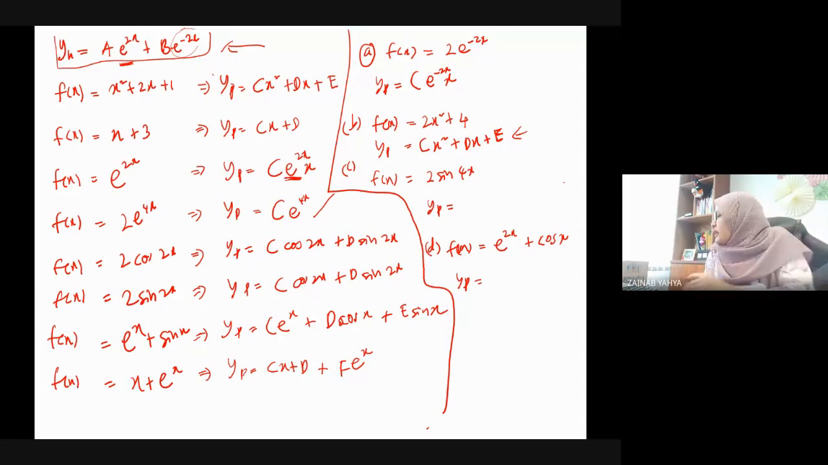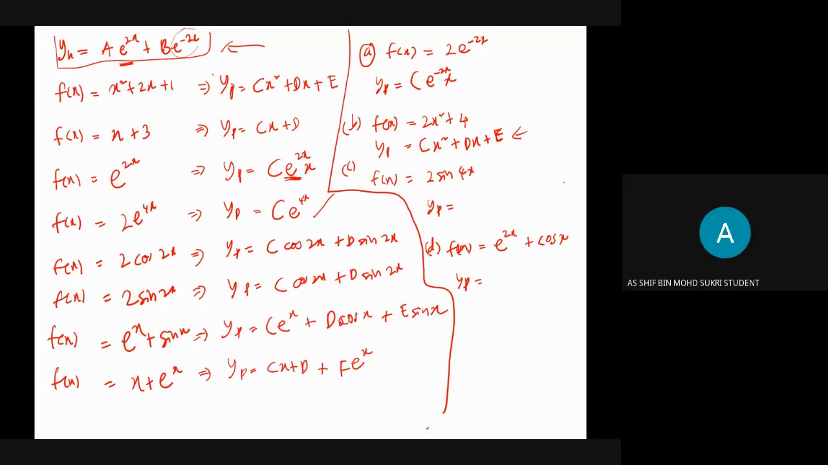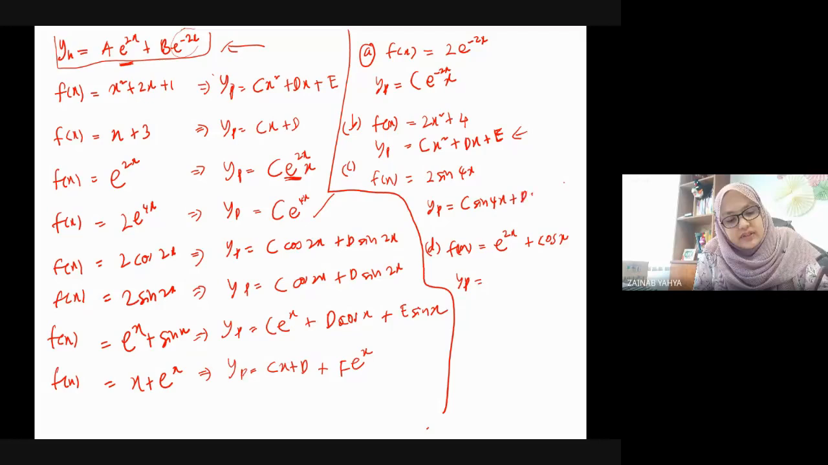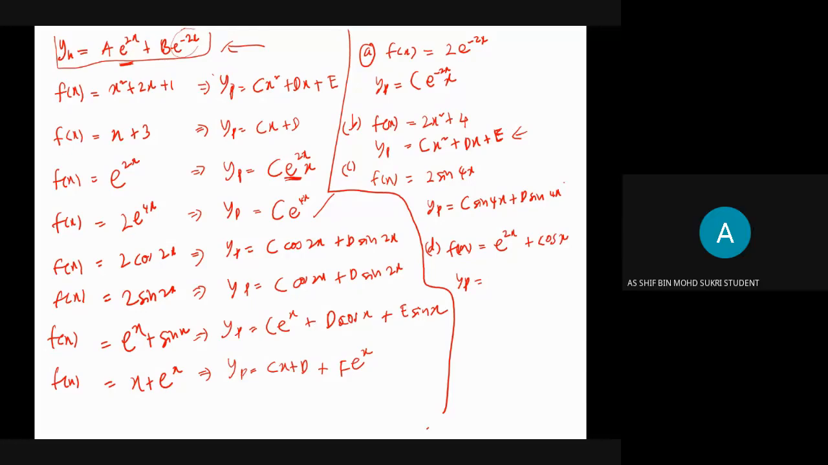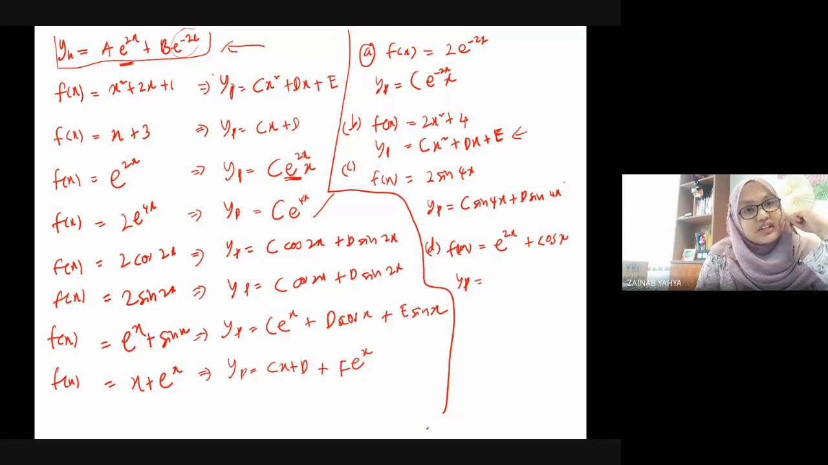Okay, C. Ashif bin Muhammad Shukri, what is the answer for C? C sine 4x plus D sine 4x. Why do you repeat the same thing? Look, I said it should be in pair, right?